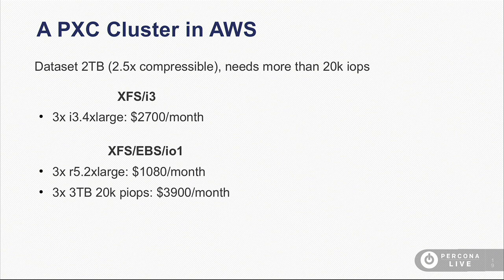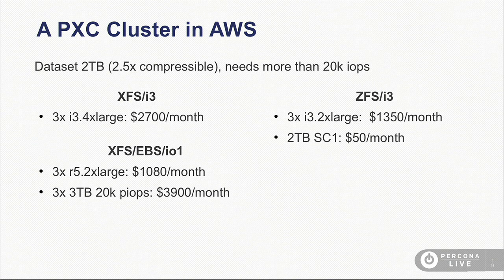In other options, you can say, okay, I won't use an i3, I will use a regular R5, and I'll provision 3 terabyte drives with 20K provisioned IOPS, one for each, but that's very, very expensive. And yet another option here is to use ZFS on i3, but since it's compressing data, you don't need a 4x large, a 2x large will do. So that's already much cheaper.